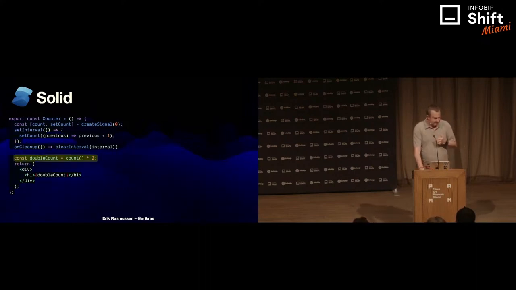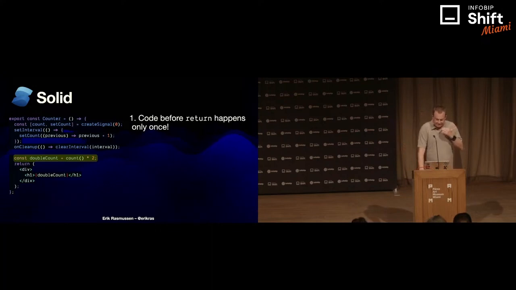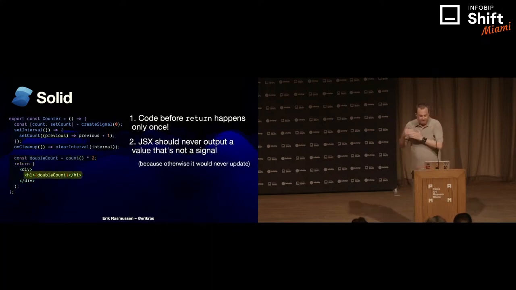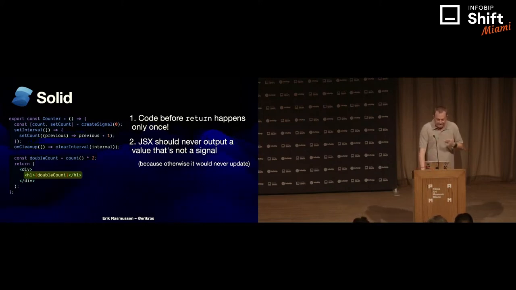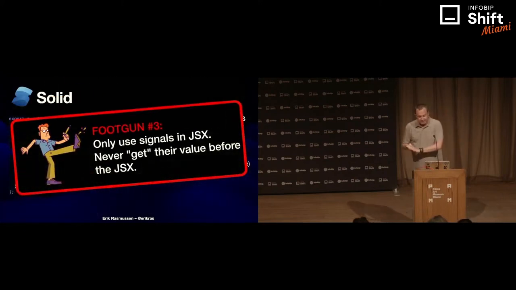Well, this line here is, because this is only happening once, the count is always going to be 0, and your double count is always going to be 0. And therefore, if you output a value in your JSX that's not a signal, it'll never know how to update, right? Because the way we communicate to Solid when this needs to update is by using a signal, not just a value. And I'm going to call this footnote number 3, that you should only use signals in your JSX, not values, because they can update. And never try and get the value from a signal before you start in your JSX.